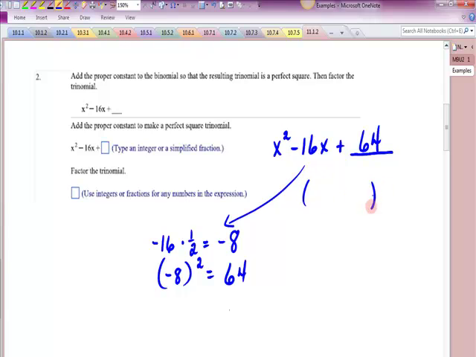To factor it, the square root of x squared is x, always the sign from the middle, minus 8, which is the sign from the middle and the square root of that number. So if you've written down your work, it is this number. Don't forget, it is that binomial squared.